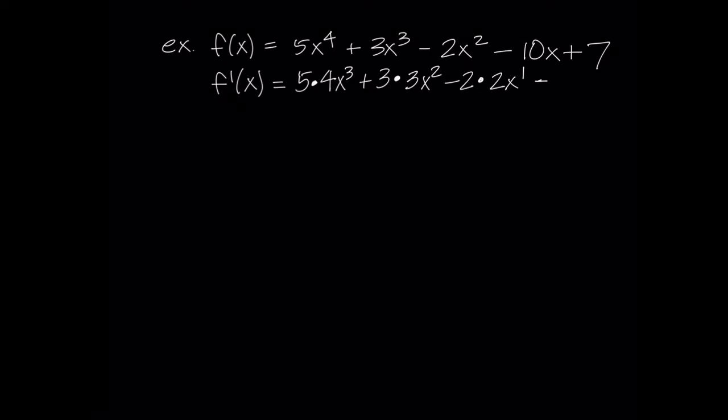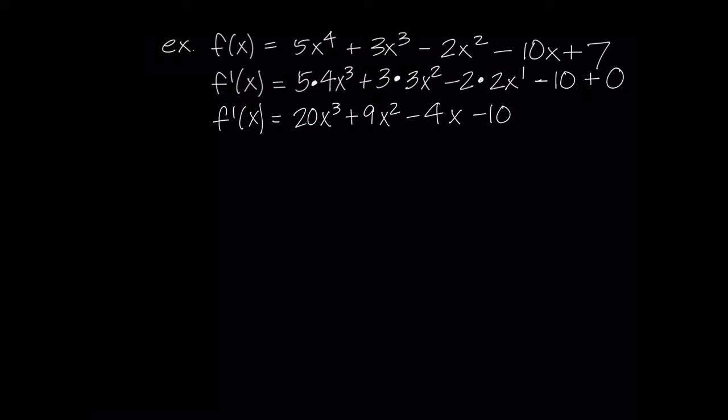And then next, the derivative of minus 10x is just minus 10. And then the derivative of plus 7 is just 0. Remember, the derivative of 10x is just 10, and the derivative of 7 is just 0, kind of like our last two examples. Then we simplify: 20x cubed plus 9x squared minus 4x minus 10. And that will be the derivative.